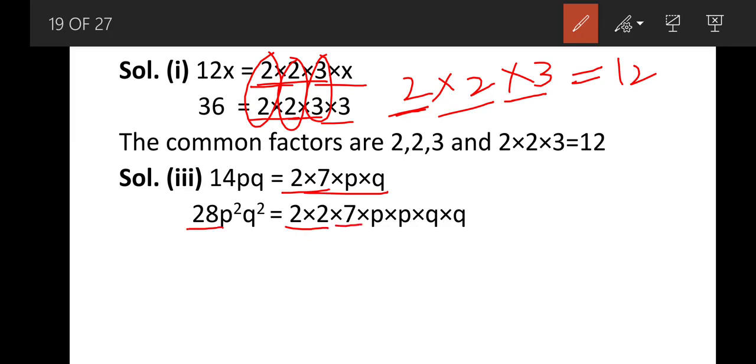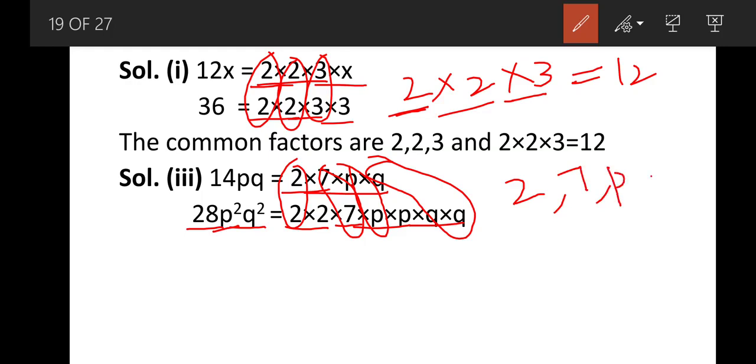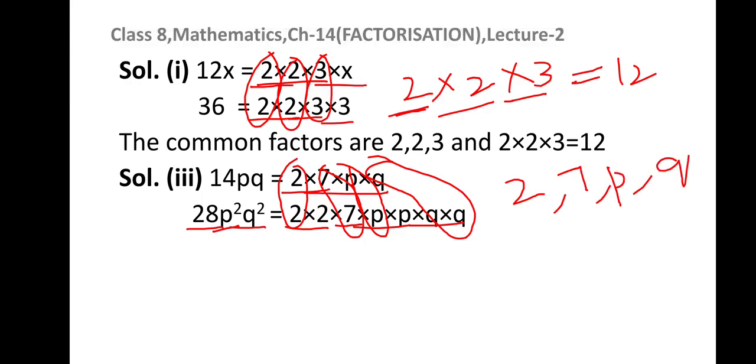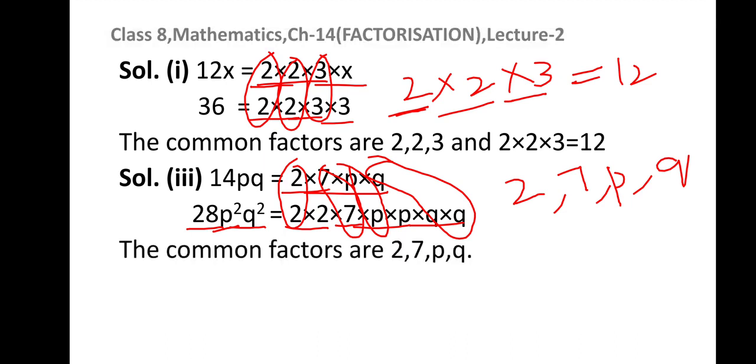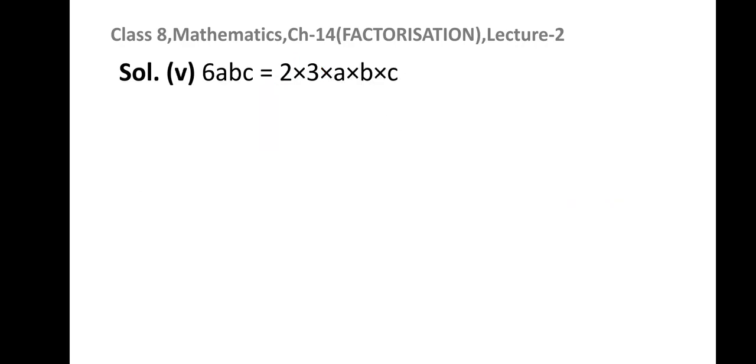28 can be written as 2 into 2 into 7. P square will be written as p into p. Q square can be written as q into q. So what are the common factors? This 2 is common, 7 is common, p is common, and this q is also common. So common factors are 2, 7, p, q. So after multiplying you can write 14pq. Simple as this. Let us see fifth part.